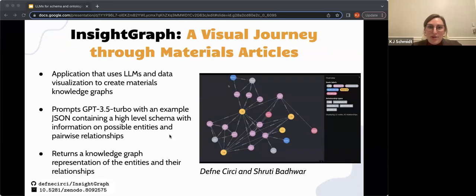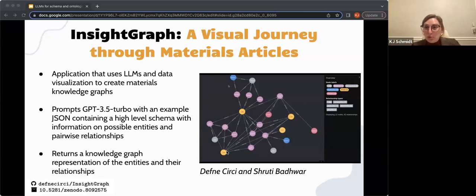The next project I wanted to highlight is called Insight Graph, a visual journey through materials articles. This is an application that uses LLMs and data visualization to create materials knowledge graphs, as you can see in that screenshot on the right. It prompts an LLM with an example JSON containing a high-level schema with information on possible entities and pairwise relationships. And then this model returns a knowledge graph representation of the entities and their relationships.